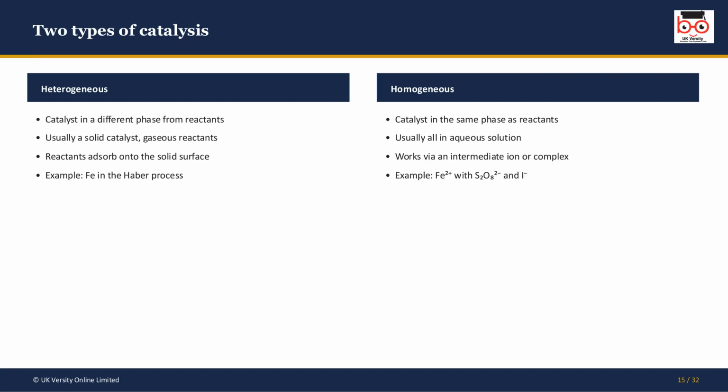There are 2 kinds to distinguish. In heterogeneous catalysis, the catalyst is in a different phase from the reactants, typically a solid catalyst with gaseous reactants that adsorb onto its surface. Iron in the Haber process is the classic example. In homogeneous catalysis, the catalyst is in the same phase as the reactants, usually everything in aqueous solution, and it works by forming an intermediate ion or complex. A good example is iron 2+ with the peroxydisulfate and iodide ions.